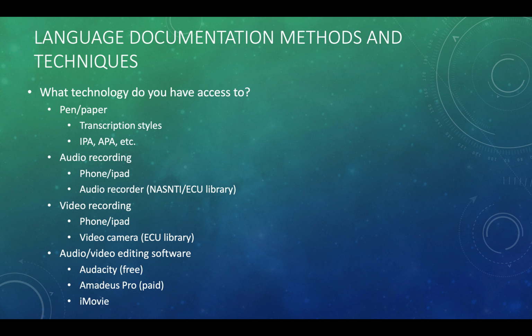And then do you have some kind of software to be able to edit that audio or video? Audacity is a free software that you can download online. Later in the presentation, I have a link to it. I use Amadeus Pro. This is a paid software that can do some fun little tricks, like reducing noise in the background, changing the volume, things like that. iMovie is a free program on all Macs, so if you have access to a Mac computer like the ones in the Digital Humanities Lab at the Lyons-Ketchum Library or through other means, you can use that.